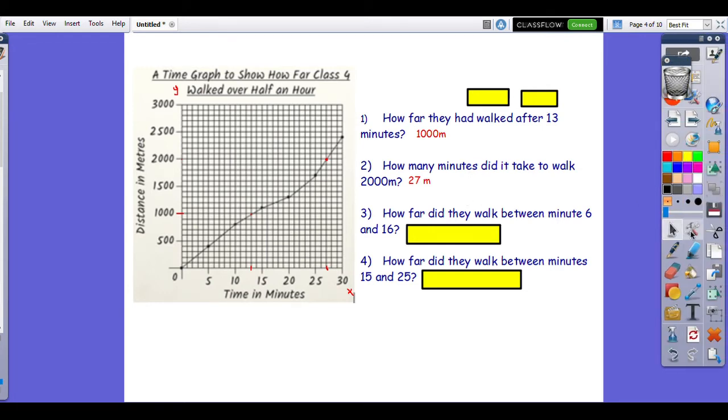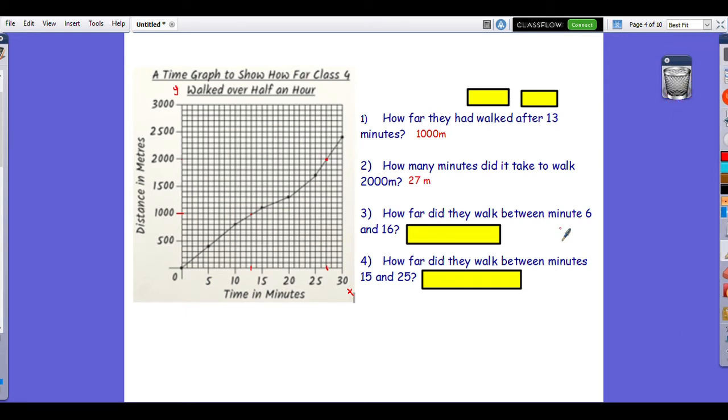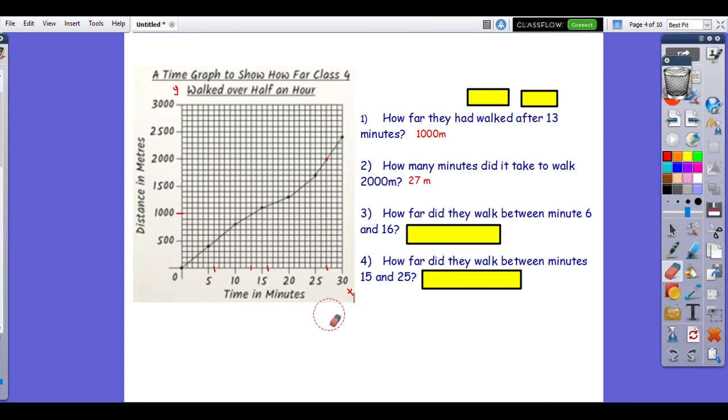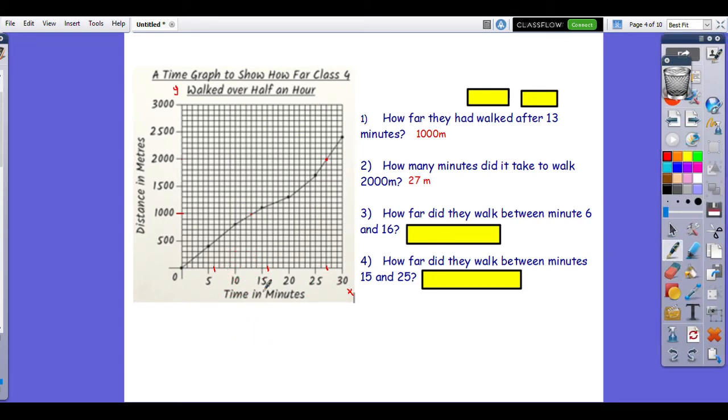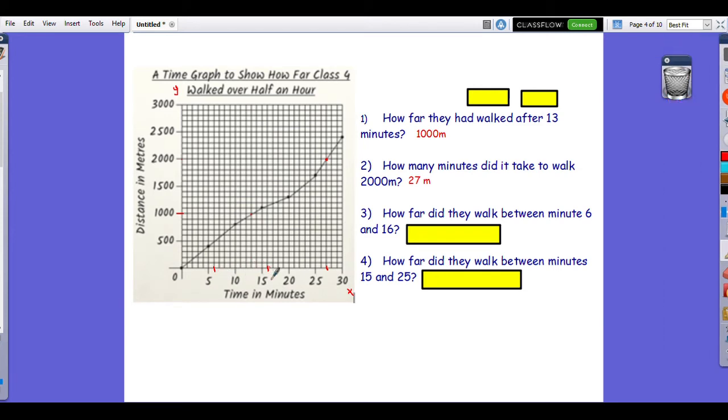Okay, question 3. How far did they walk between minute 6 and minute 16? First job, let's find minute 6. Here it is. I'm going to put a marker at minute 6. And now I want to find minute 16. So I'm going to find minute 16, which is right here, and I'm going to put a marker here. Okay, I'm going to rub out this one in the middle because I don't need that for this question. So here is minute 6 and here is minute 16. I've just put a mark where they are.